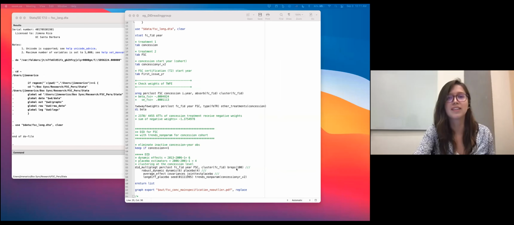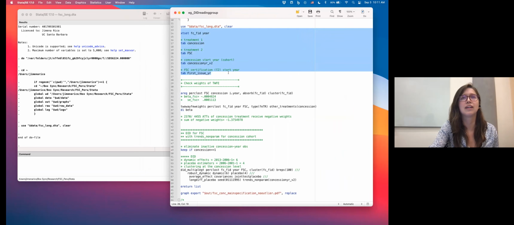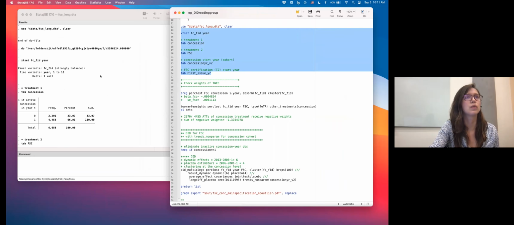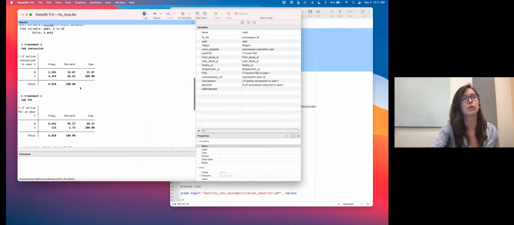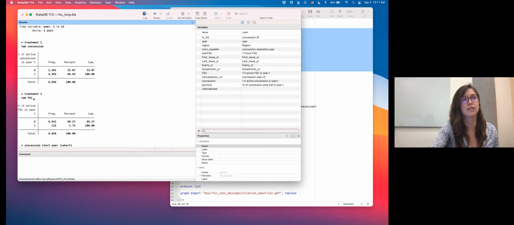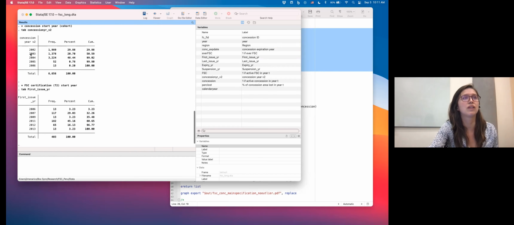Okay, can you see my screen? Okay, perfect. I already opened the data set. So the concessions are the unit of analysis. We observe them for 13 years. We have two treatments, the concession and the FSC certification. We observe 512 concessions over 13 years. And then, as I was telling you, these are the start years of the concessions. And these are the start years of the FSC certificate.